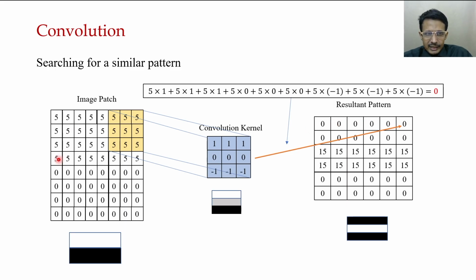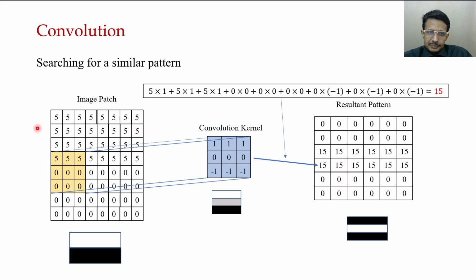In this way we come here. Now again we do 5 into 1, 5 into 1, 5 into 1, then 0 into 0, 0 into 0, 0 into 0, and 0 into minus 1, 0 into minus 1, 0 into minus 1, and we get 15. Now we put 15. Similarly, next to the 15, this also is 15, and we keep on for all of these.